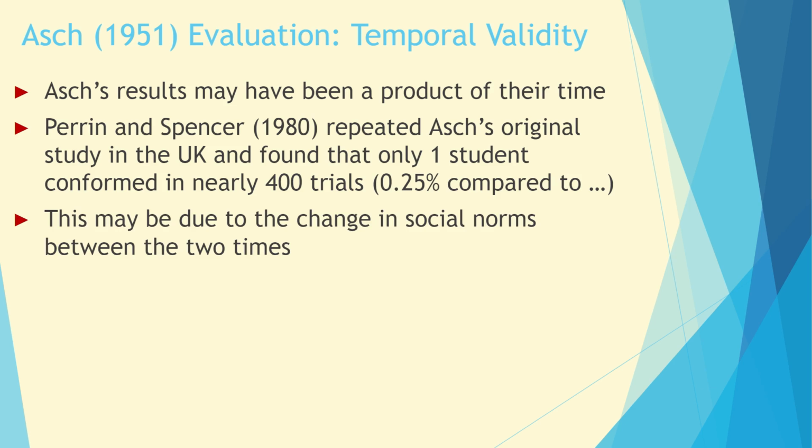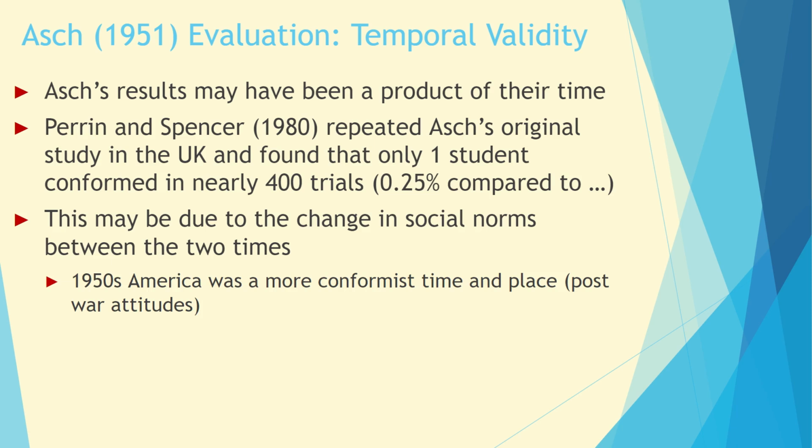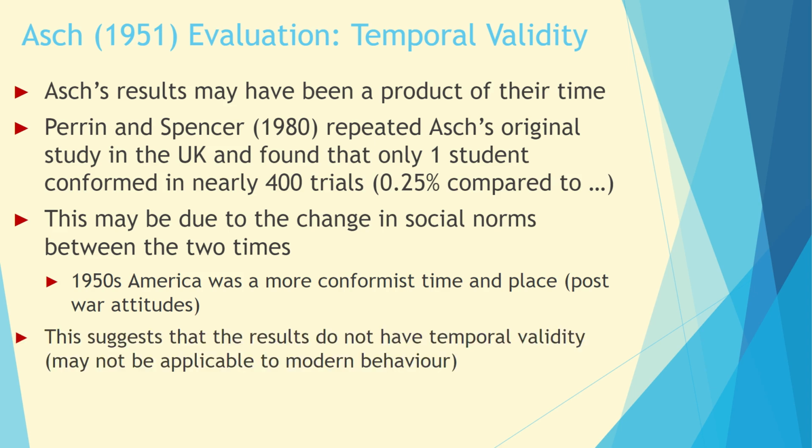It's thought this may be due to change in social norms between the 2 times. So we have to think about the context of the 1950s. 1950s America was a more conformist time and place because there were post-war attitudes of everybody working together. Because of this, people would not want to go against the group. This suggests the results do not have temporal validity, which means they may not be applicable to modern behaviour.